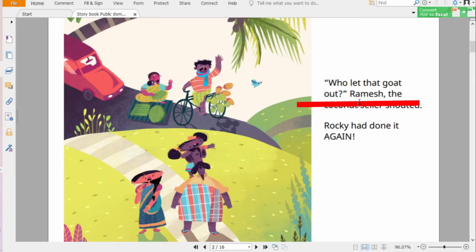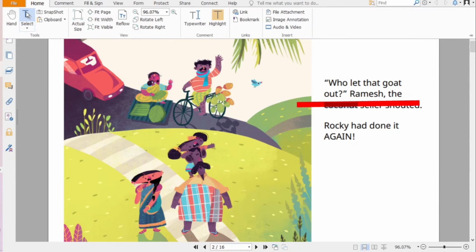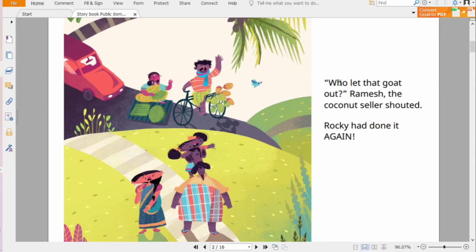Where you do not necessarily need this red line, because this red line is just a problem. Let us just remove it. All you can do is show that with a pointer: who let that goat out? As the child reads, Ramesh, the coconut seller. The child does not have to have that feeling, because he first must recognize and learn the words. It's not for him to read with feeling.